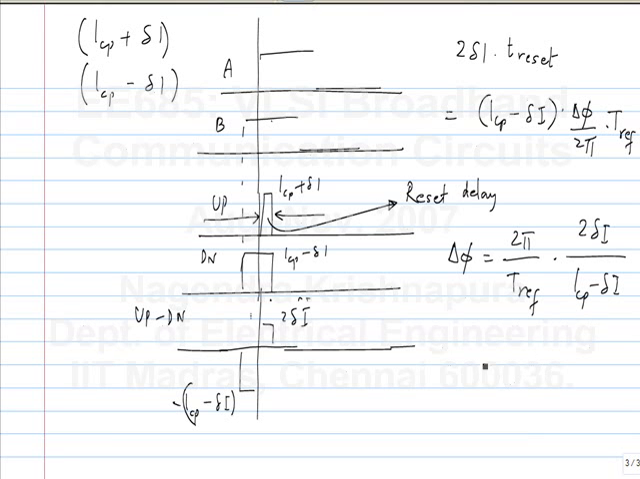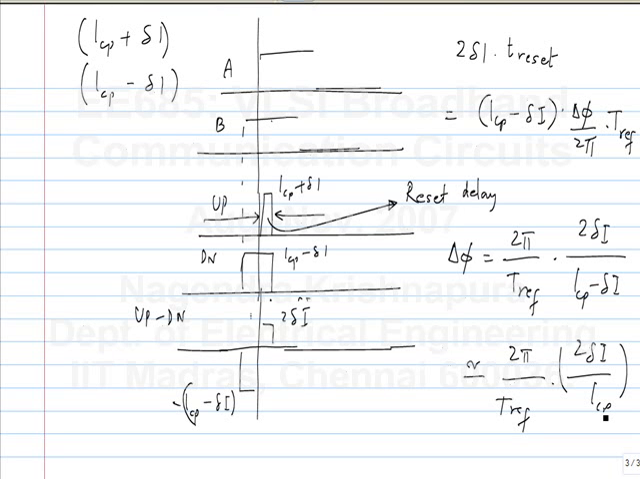And if delta I is very small, we can just say, okay, the mismatch between the two is delta I, 2 delta I. Okay. I have taken plus delta I and minus delta I. So it's the difference current divided by ICP. That's the relative phase delay between the two. Okay. So as the mismatch increases, the phase difference increases.